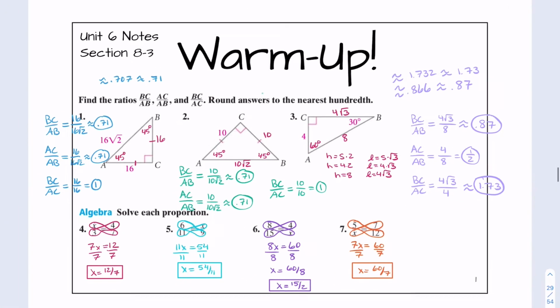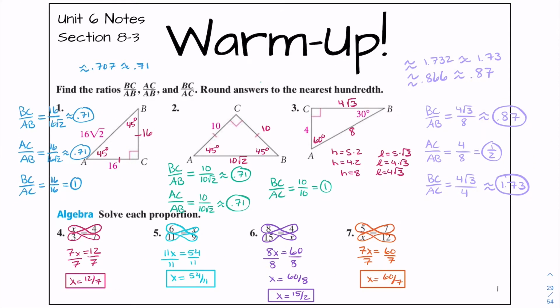All right. So why did we do this warm-up? Well, we're going to be solving now. Let's say we don't have the ability of using the Pythagorean theorem. We don't have enough pieces of information. What we're going to be doing is solving for side lengths and angle measures, depending on what triangle we're given.